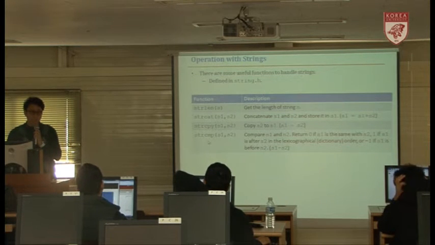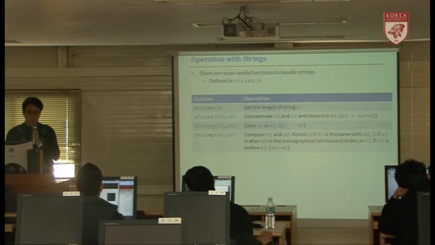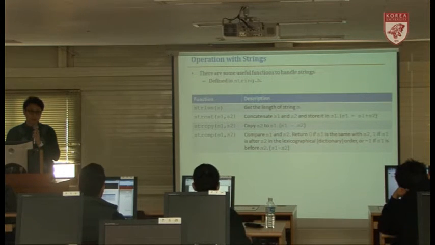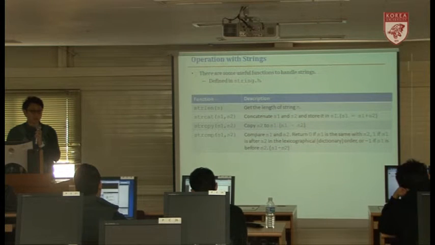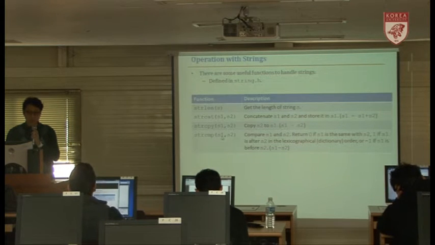And string compare. String compare means we compare S1 and S2. What does it mean to compare two strings? We want to check which one comes later in the order of the dictionary. We call it lexicographical or dictionary order. If S1 is exactly the same as S2, the result of the string compare is zero. So if it's zero, the two strings are the same. However, it returns one if S1 is after S2.